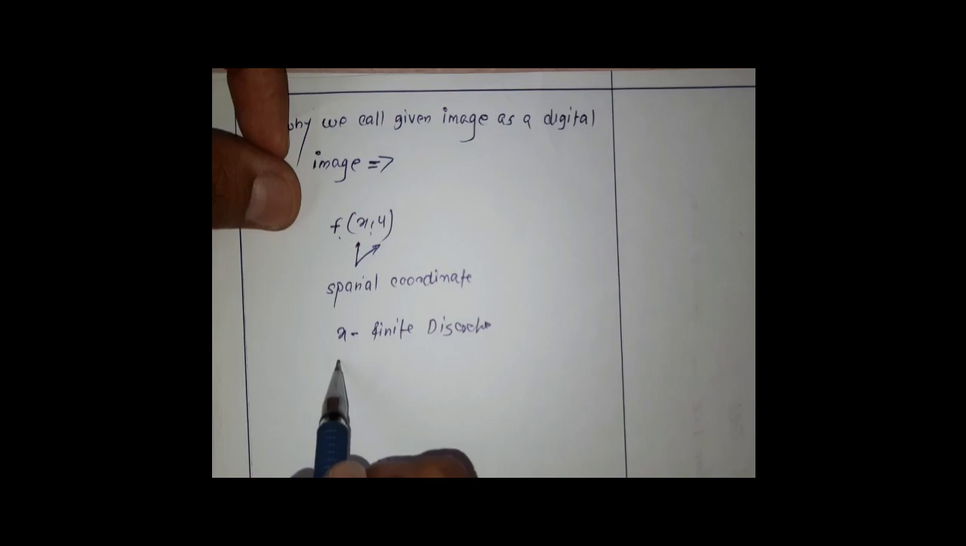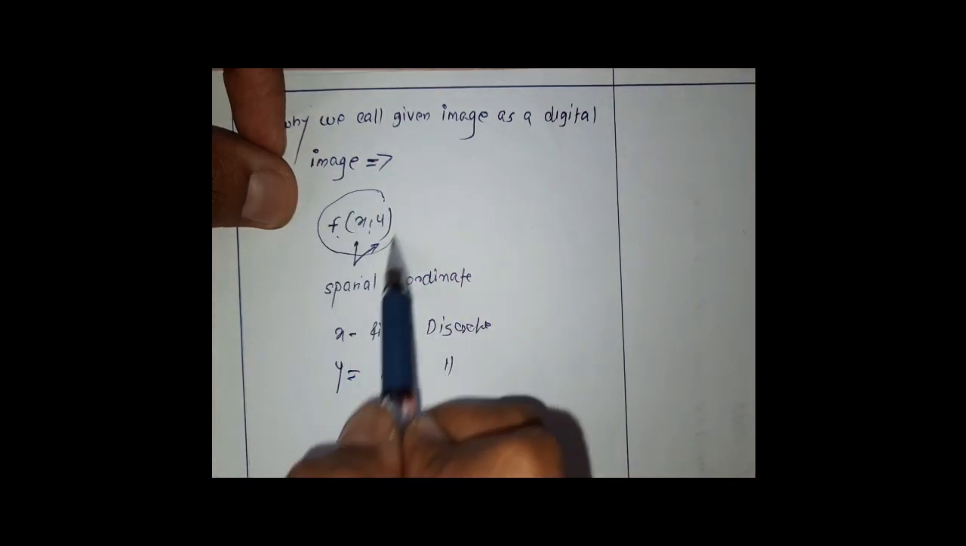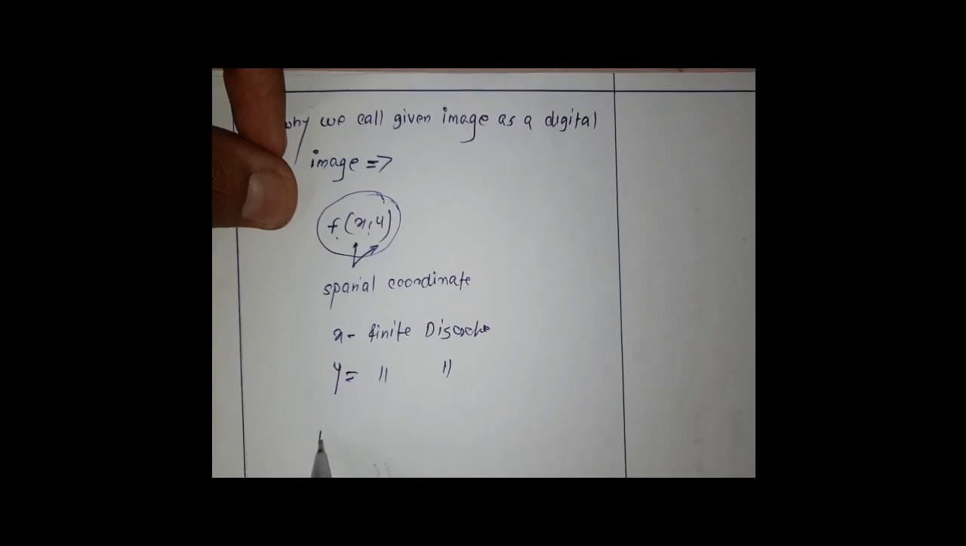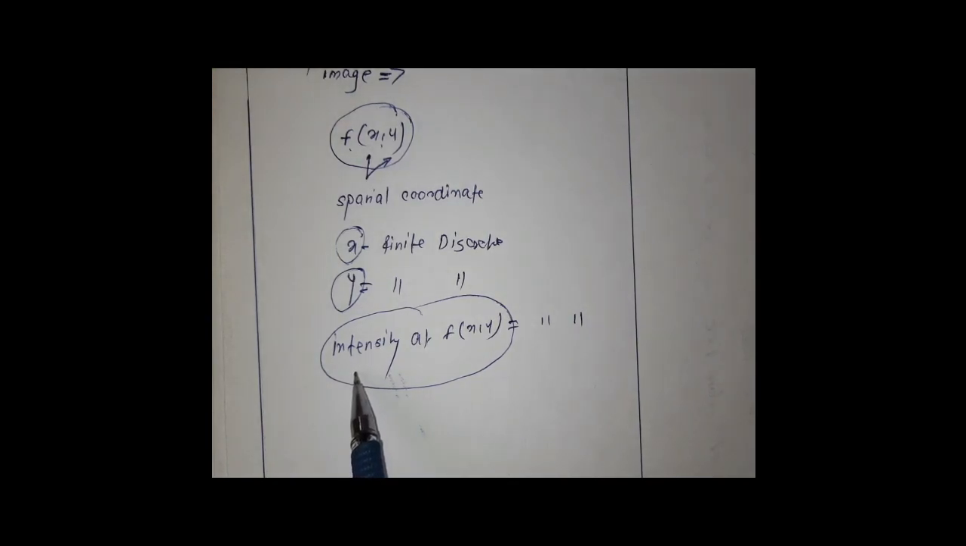and the value of the spatial coordinate y is also finite and discrete, and the intensity value present at f(x,y) is also finite and discrete, then we call the given image a digital image. If the value of x, the value of y, and the intensity present at f(x,y), if these three quantities are finite and discrete, then we call the given image a digital image.